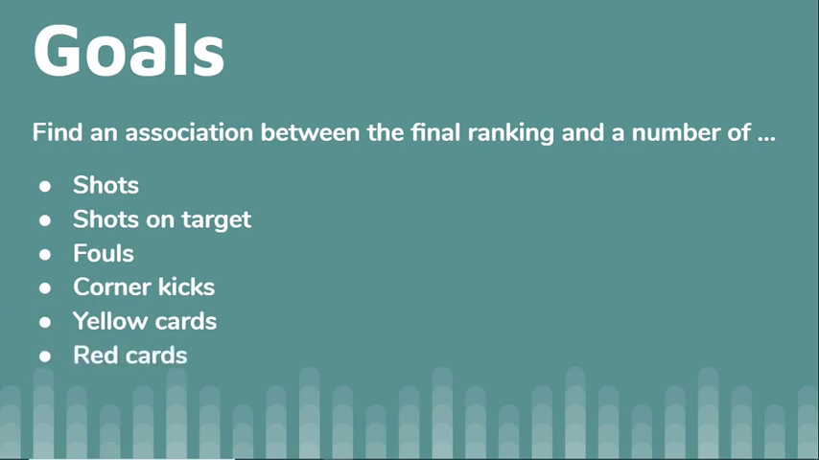So what I mean by association between the final ranking and those 6 variables is that, for example, maybe we can find better teams have more shots on target, or maybe corner kicks. In contrast, worse teams may have more yellow cards, red cards, and fouls, for example.